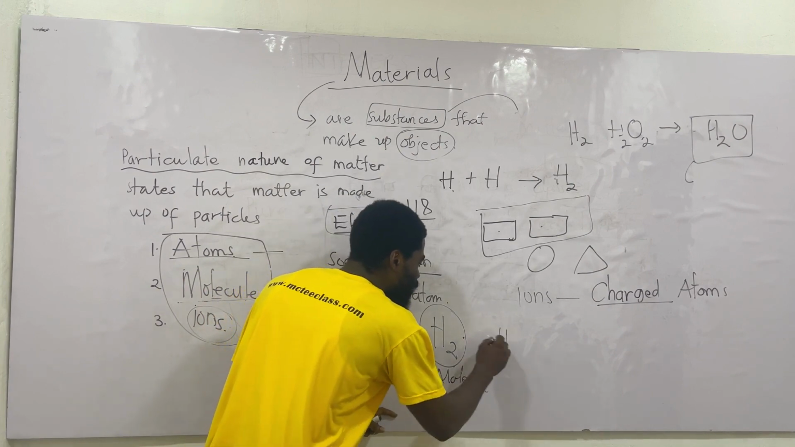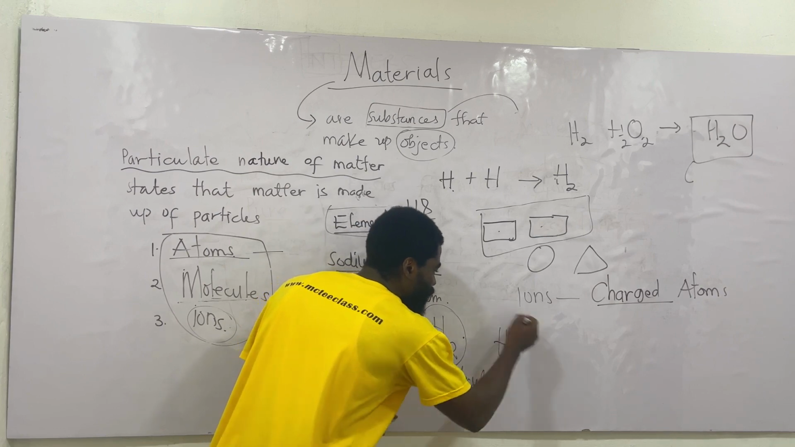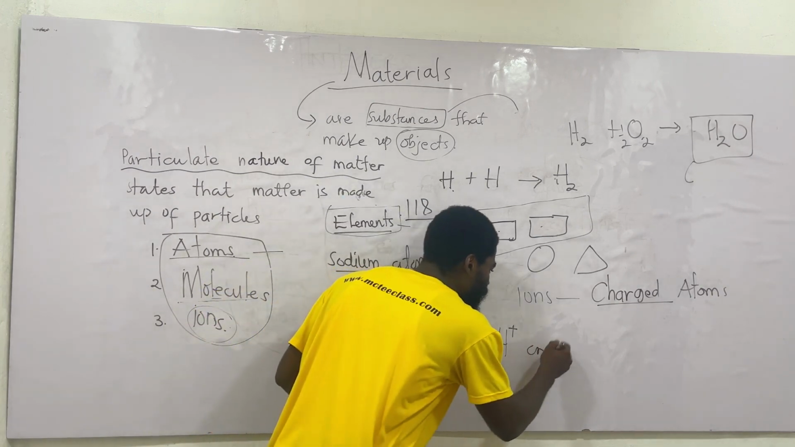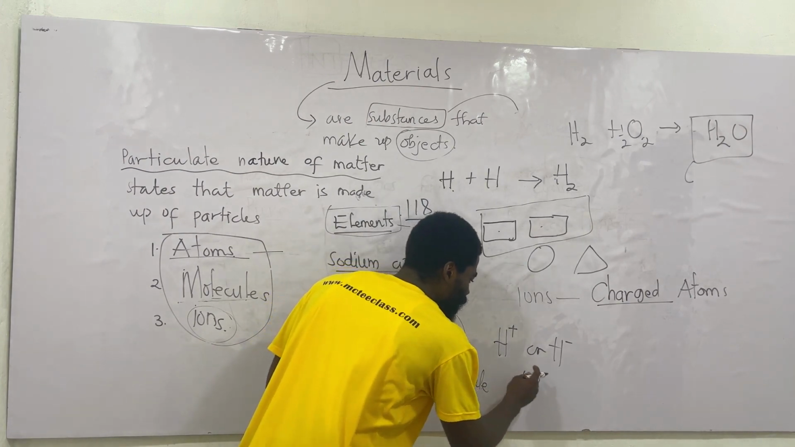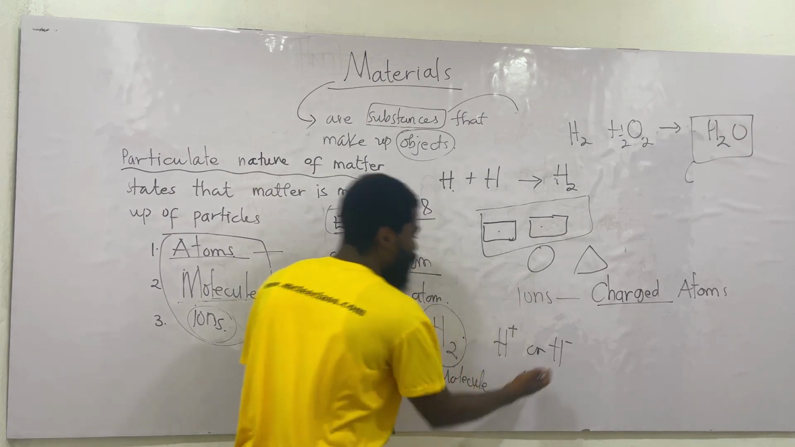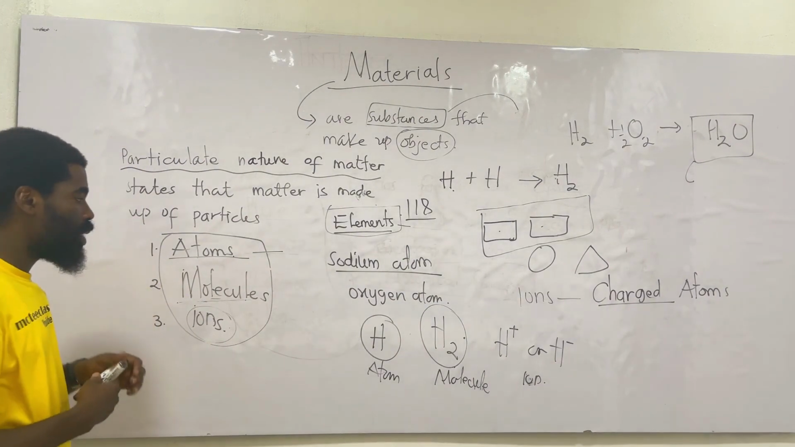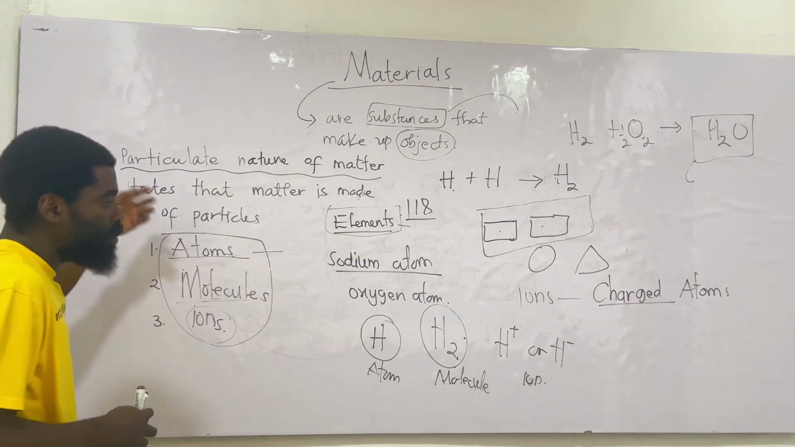Molecule. Then this is a hydrogen ion. Hydrogen is now charged. It's either this or we can say hydrogen ion. So either this is what is correct. So we have this hydrogen ion. I'll show you how all these things are formed. They're very simple.